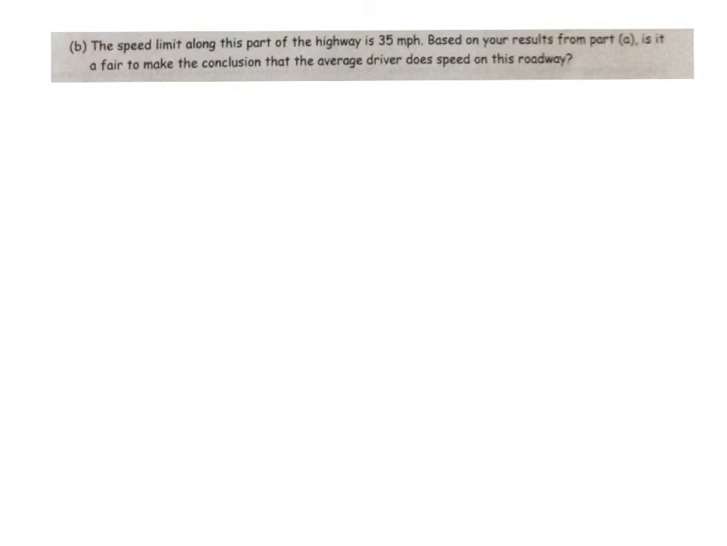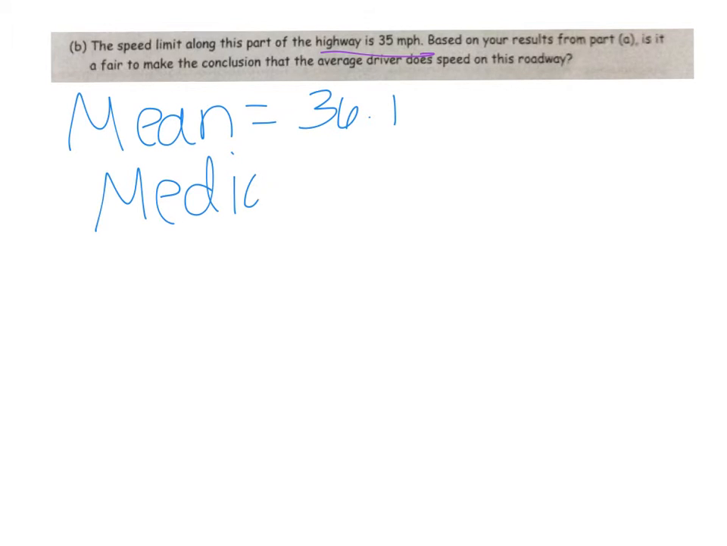Part B says the speed limit along this part of the highway is 35 miles per hour. So I'm going to underline that. That's important to know. Based on your result from Part A, is it fair to make the conclusion that the average driver does speed on this roadway? Well, we had two pieces of information. We had a mean, which was 36.1, and we had a median, which is 35.